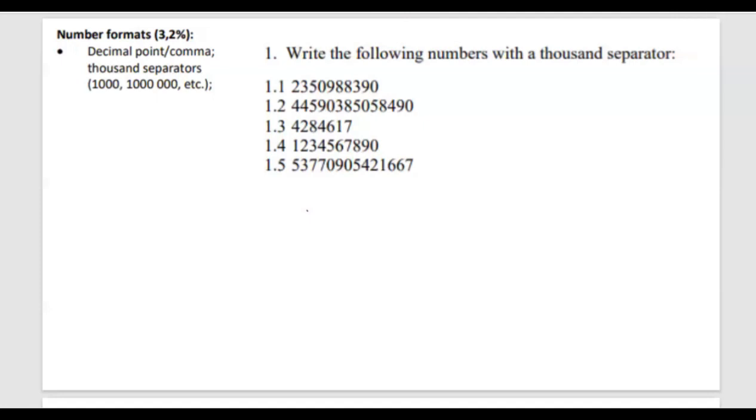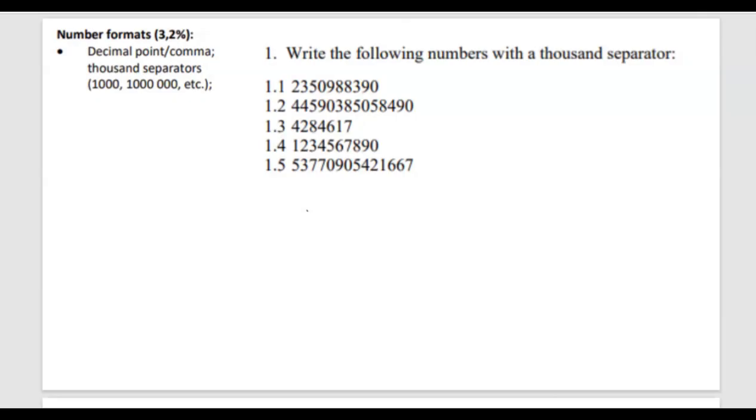Yes, let's look at what we call number formats in grade 10. Number formats, we are looking at how numbers are written. In some countries, a decimal point is a comma, as in South Africa, whereas when they are separating thousands, they use commas. Those are other countries, all right?